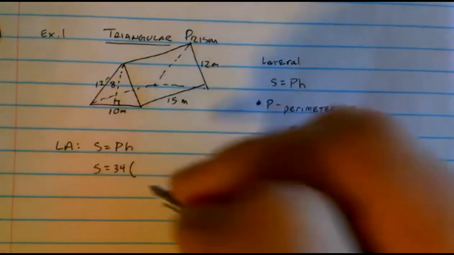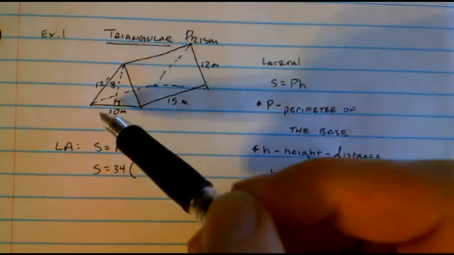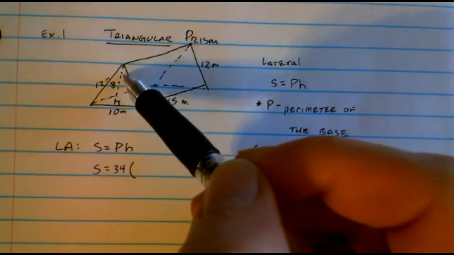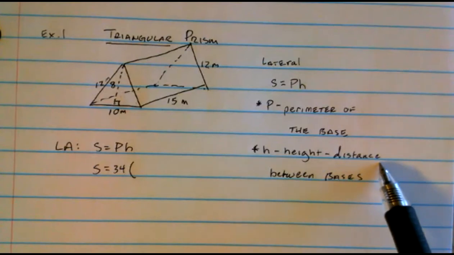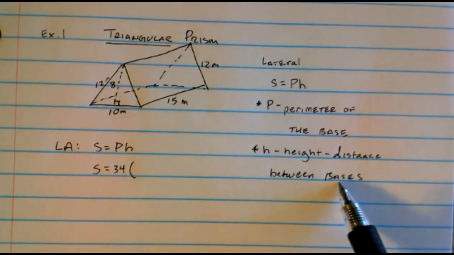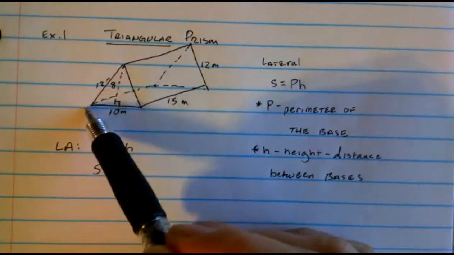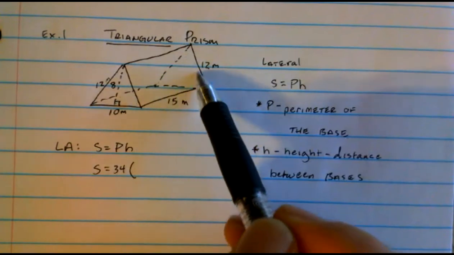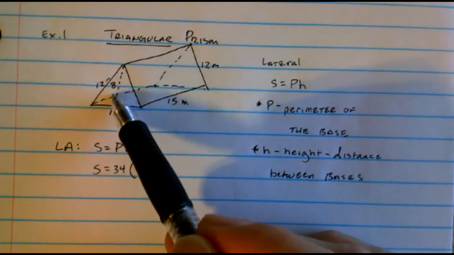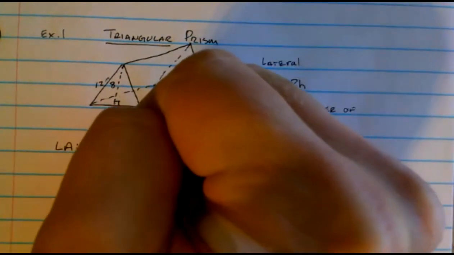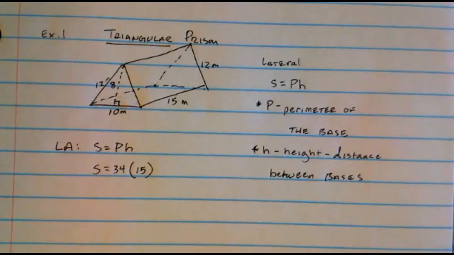And then when we look at the height, very misleading right here. We've got a height. It's the height of the triangle. But again, by definition, the height is the distance between the bases. So really the height of this prism would be the distance between the two triangles. Okay, so those are our bases. And so I need to look at the distance between them, which is 15. Okay, so a very easy mistake to make there is to grab the wrong height. Okay, so really I've just got 34 times 15.